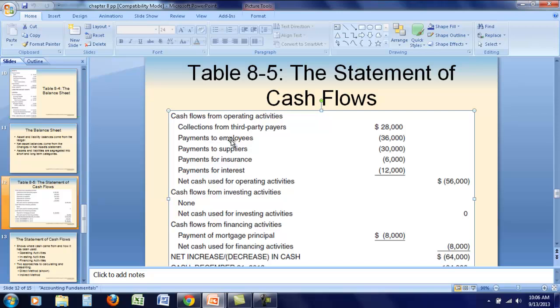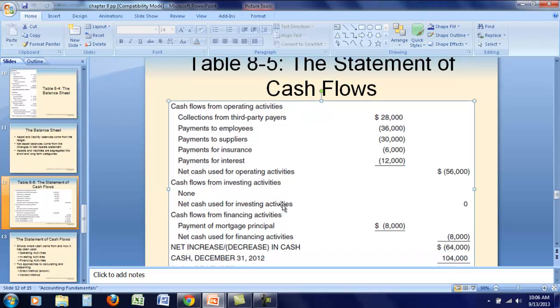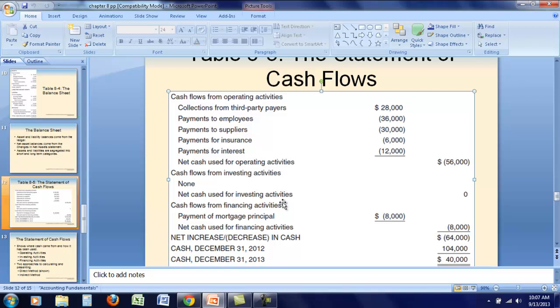Whereas financing deals with debt or any owner financing. If this is a private company and I contributed $100,000 to my business, this would show up here. In this example, the payments on the mortgage principal only are in the financing activities, whereas the interest you paid is above, in the payments for interest of 12,000. So in financing, it's only really the change in your debt for this year.